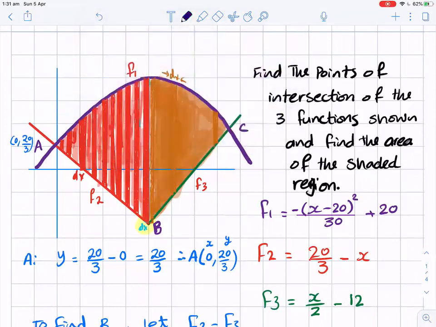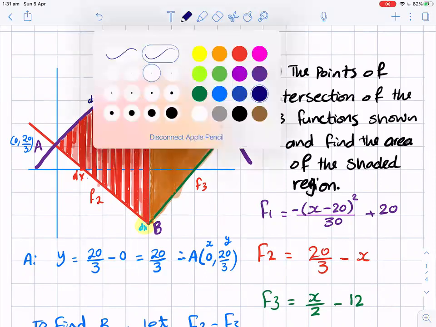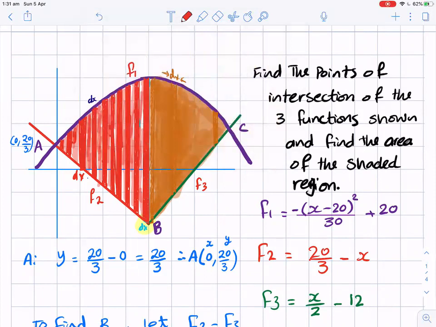Okay, so this is the x, the width of each rectangle. For the first one, we can say the integration of f1 minus f2. Okay, and we need the limits. What's the limit here? We have x equals 0. We're at a, x equals 0 here. So from 0 until the point where they intersect, which is B here.